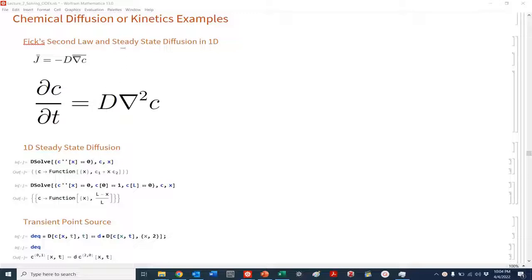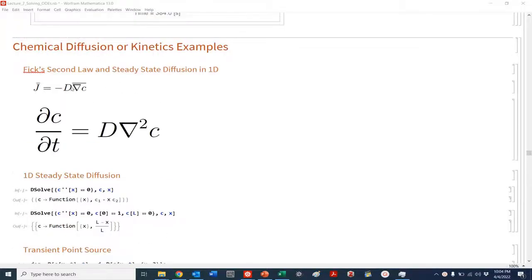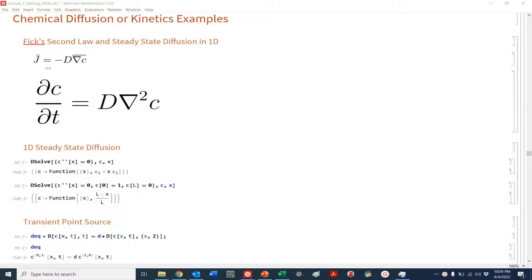Hi everyone, we are back and we are going to do some chemical diffusion and kinetics problems too. So we see here that Fick's first law has very similar shape, or basically functional form, as our Fourier's law. And then also our Fick's second law given here, as long as our diffusivity is not dependent on concentration, has a very similar form as our heat transfer equation.